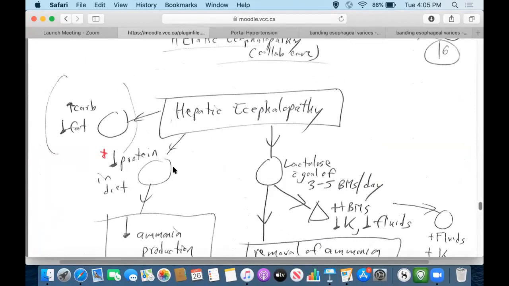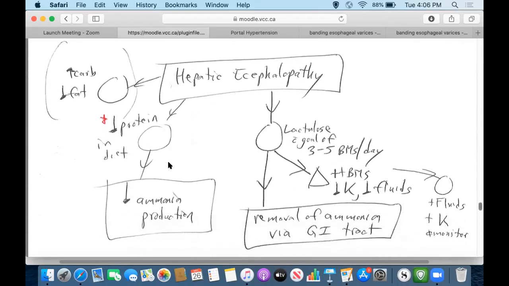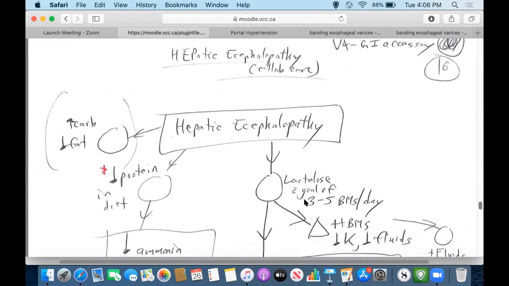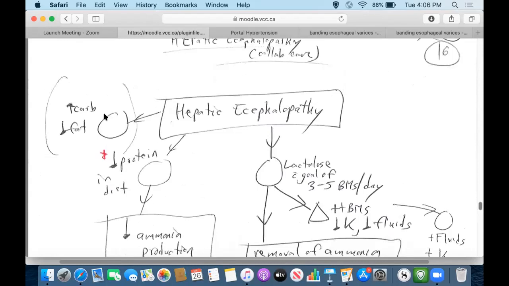Decreasing protein is a good thing. You don't want to eliminate protein. The person still needs protein, but you have to decrease it because this contributes to ammonia synthesis. Increasing carbs and decreasing fat: they need energy, they've got increased metabolic needs. They need high energy food, but you don't want to give them something too fatty, especially if the bile duct is blocked. And you want to decrease protein as well.